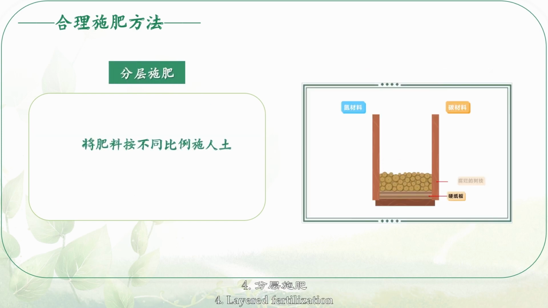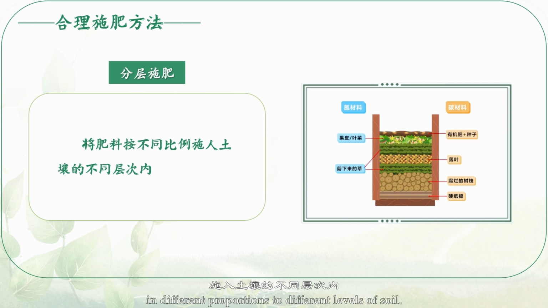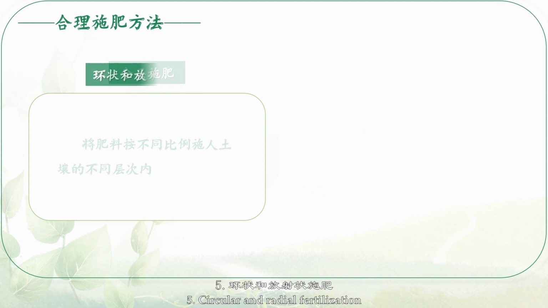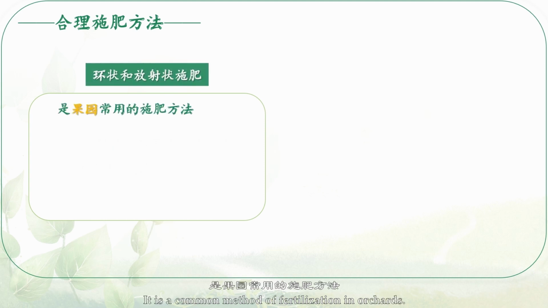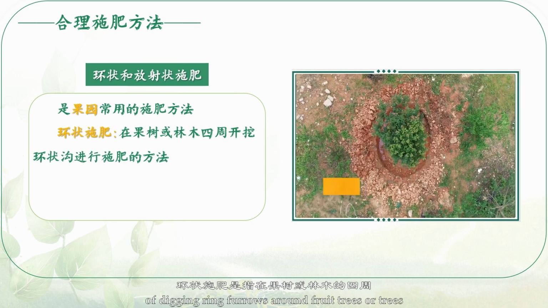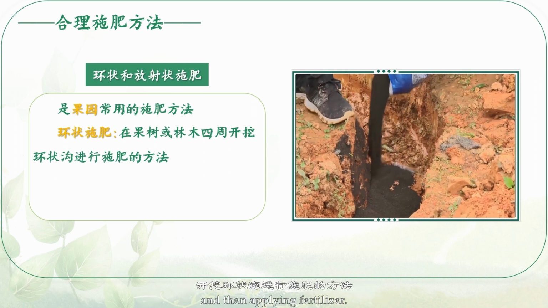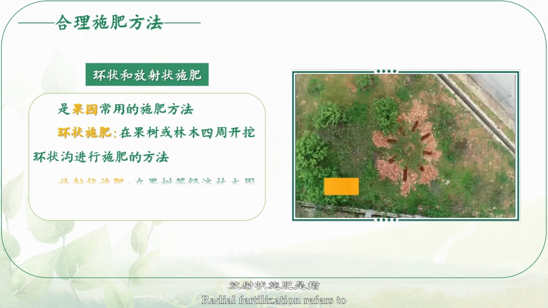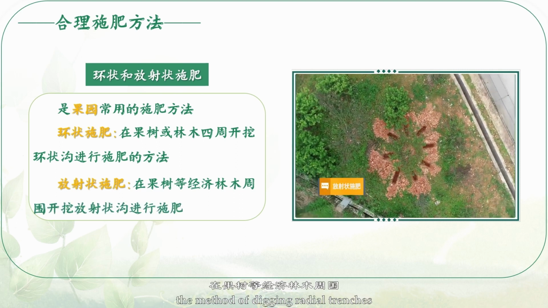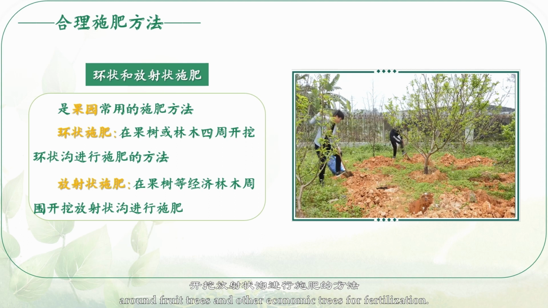4. Layered fertilization. It refers to the application of fertilizer in different proportions to different levels of soil. 5. Circular and radial fertilization. It is a common method of fertilization in orchards. Circular fertilization refers to the method of digging ring furrows around fruit trees or trees and then applying fertilizer. Radial fertilization refers to the method of digging radial trenches around fruit trees and other economic trees for fertilization.